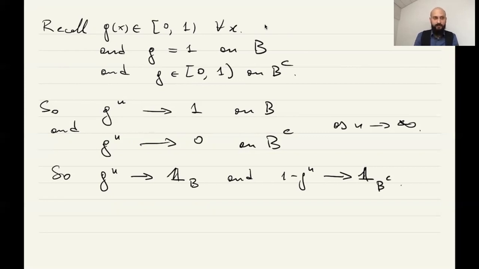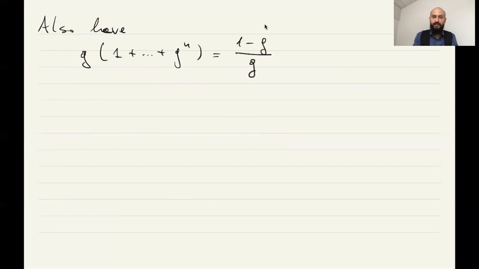Now what happens to the other functions? Let's look at this fact that g times (1 plus g plus ... plus g to the n) can be written as, at least, sorry, if we multiply this by 1 minus g, we get 1 minus g to the n plus 1, which converges to 1 on B complement.